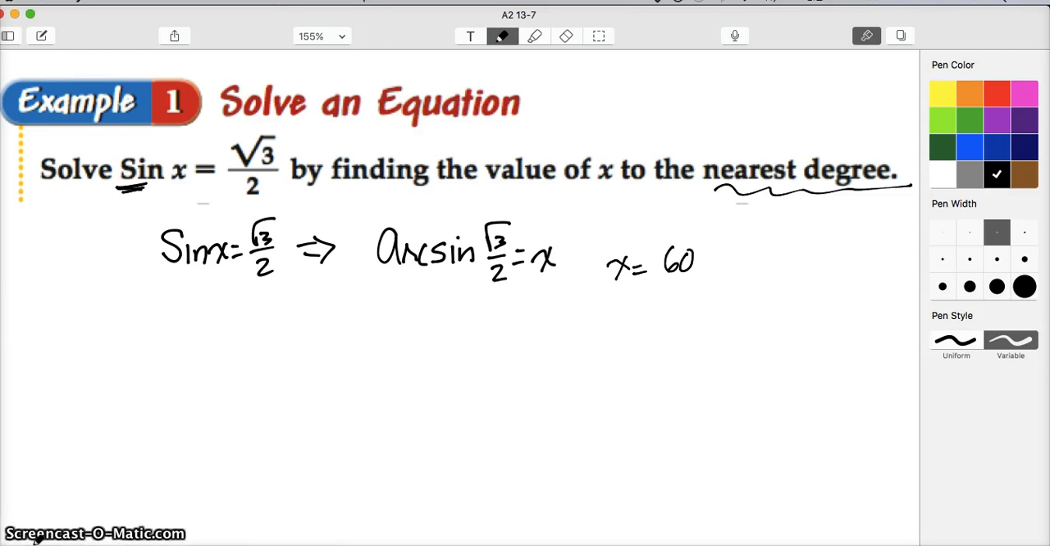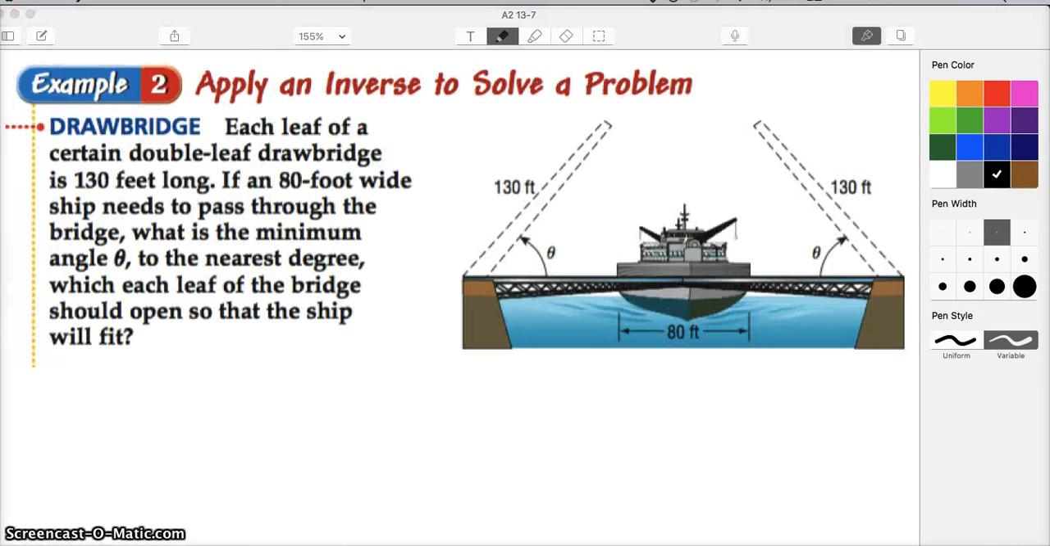Let's look at another example. Example 2 is pretty neat. Let's take a look. Apply an inverse to solve a problem. Look at the picture as I read. Each leaf of a certain double leaf drawbridge is 130 feet long. If an 80-foot wide ship needs to pass through the bridge, what is the minimum angle, theta, to the nearest degree, which each leaf of the bridge should open so that the ship will fit?